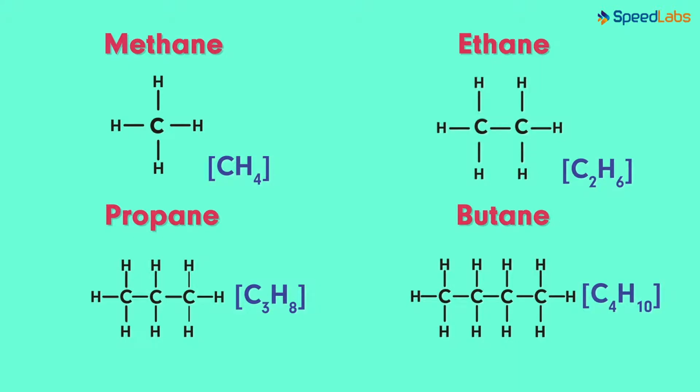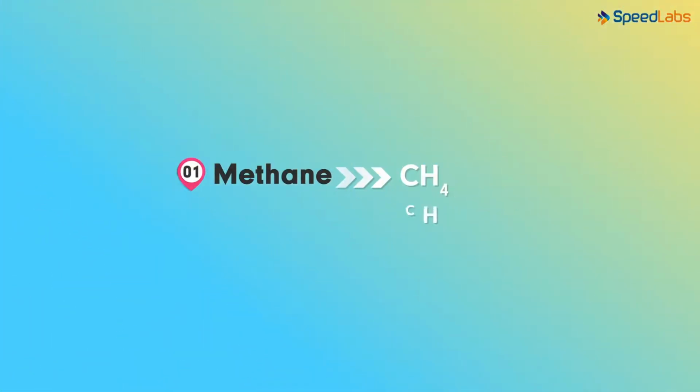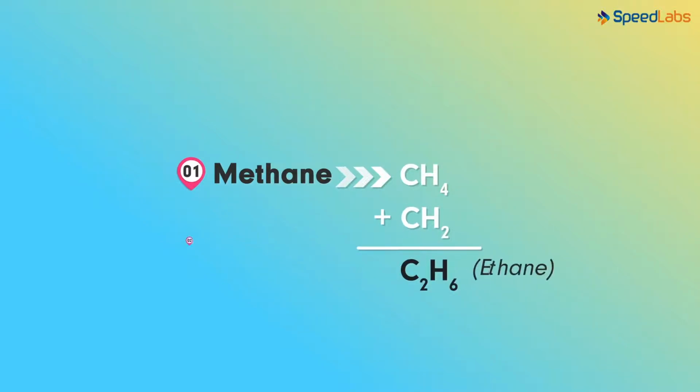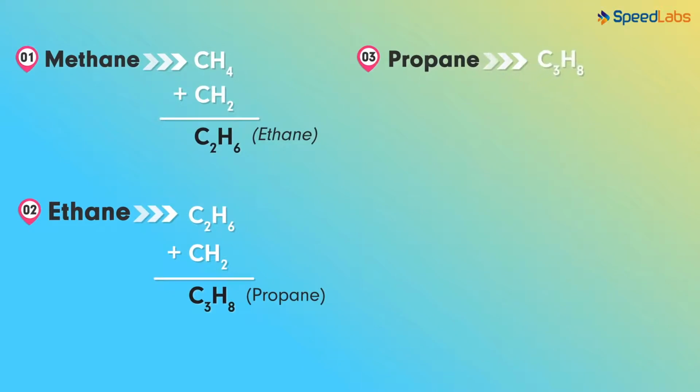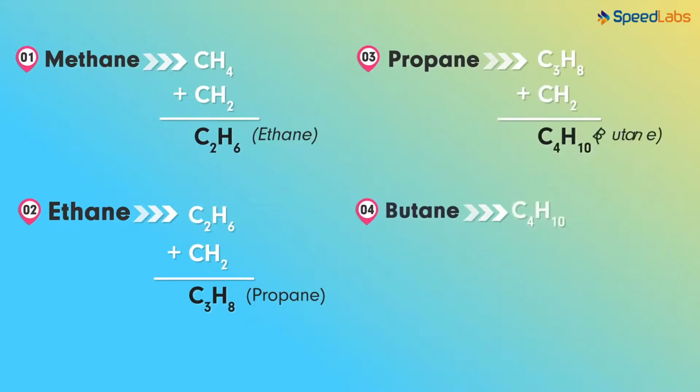Now what will happen if I add CH2 to the molecular formula of methane? It gives me C2H6, right? That is ethane. And if I add CH2 to the molecular formula of ethane, does that give me propane? Yes. Adding CH2 to the formula C2H6 gives me C3H8, which is nothing but propane. And you know the last one. Adding CH2 to propane gives us C4H10, that is butane.